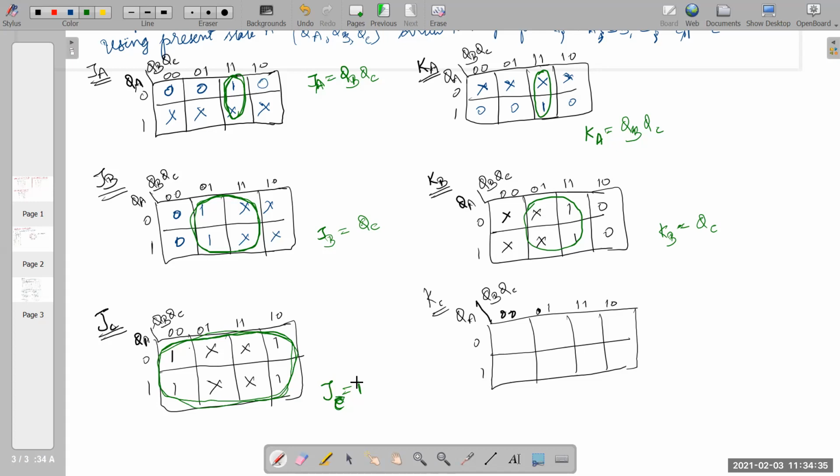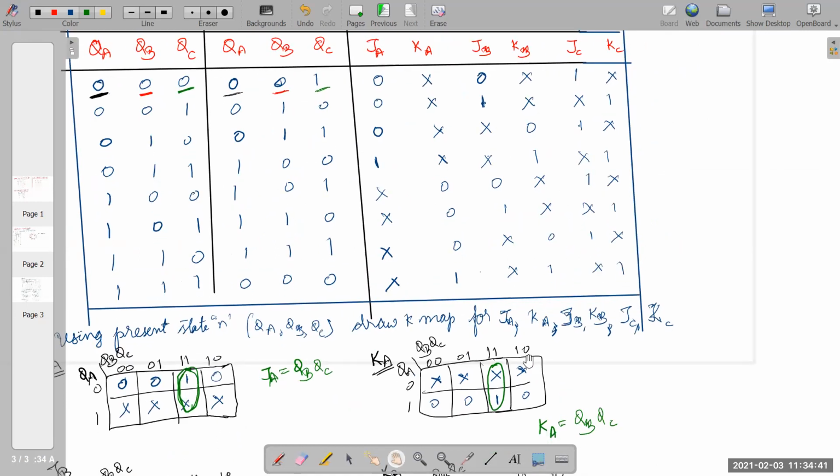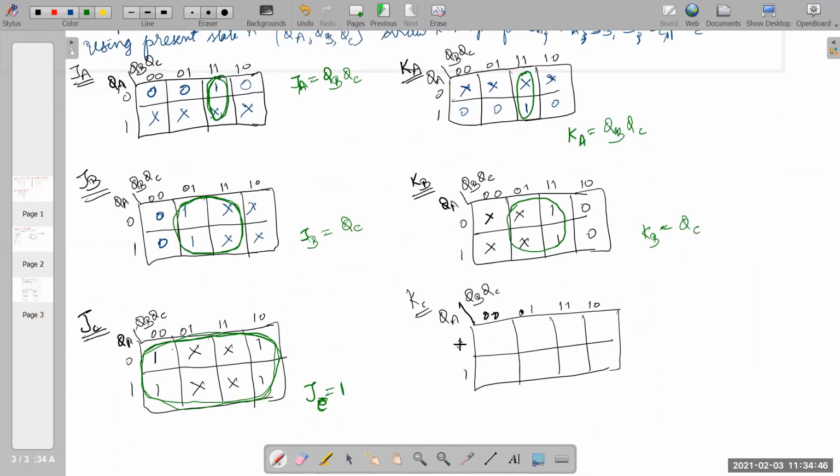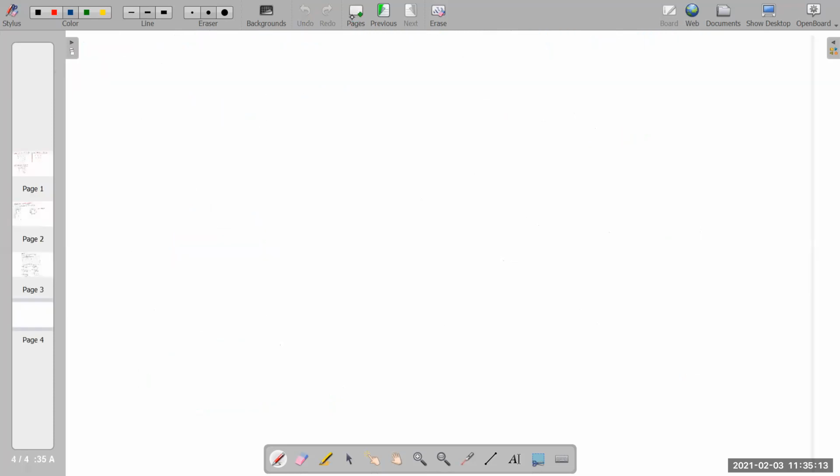Similarly, we'll fill for KC. For KC, it is x1, 1x, x1, 1x. I can group all 8. Correspondingly, KC is equal to 1. Now we got the expressions for JA, KA, JB, KB, JC and KC. Now we are ready to form the circuit to design the counting upwards, the up counter.